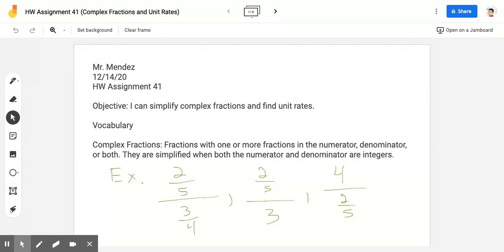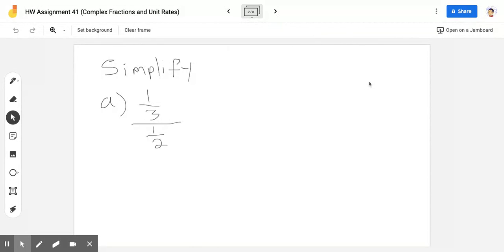we want to make the division bar between the two values longer. So notice how you can clearly tell that this is 2/5 over 3/4 because of how long this division bar is. If they're all the same size, then we don't really know what the complex fraction is. So just a little bit of side advice for you. All right, so let's get into the simplifying of some complex fractions.